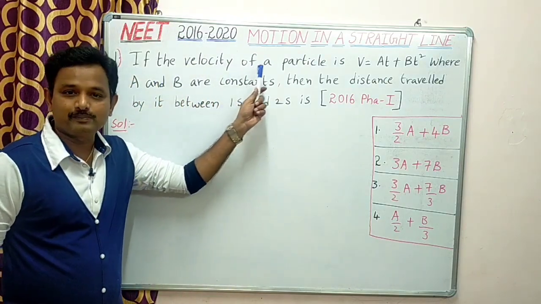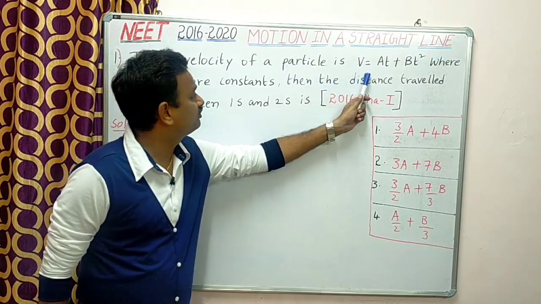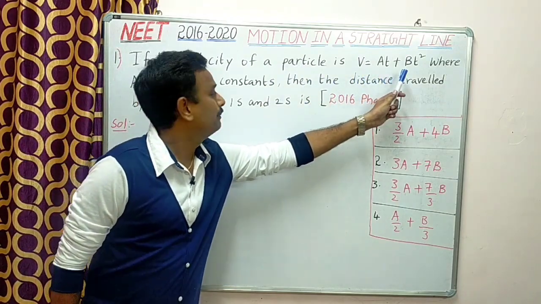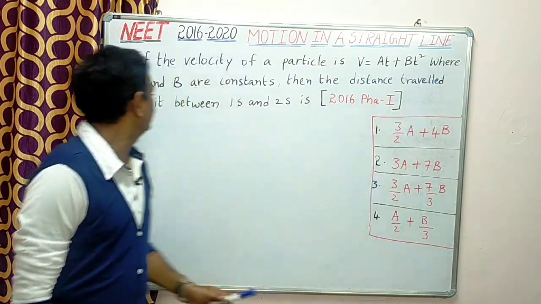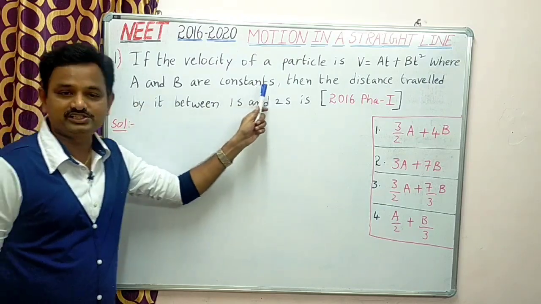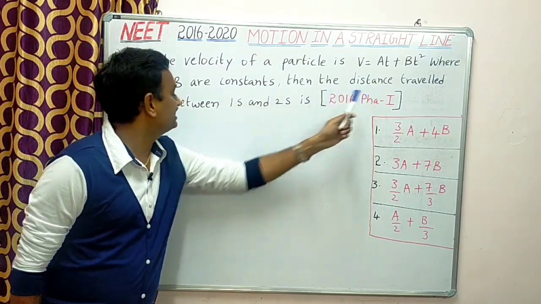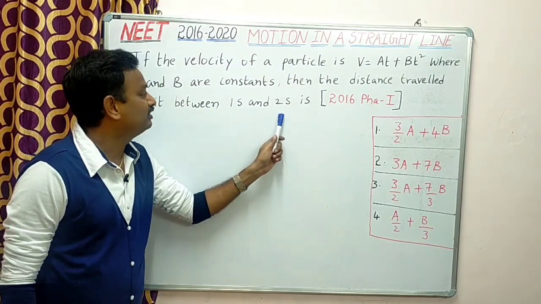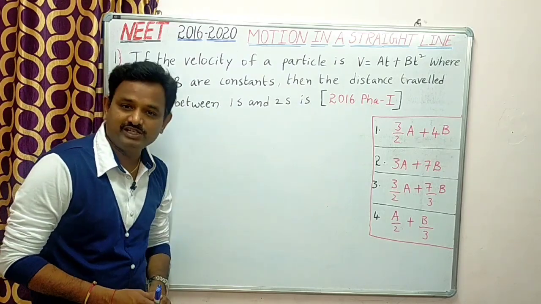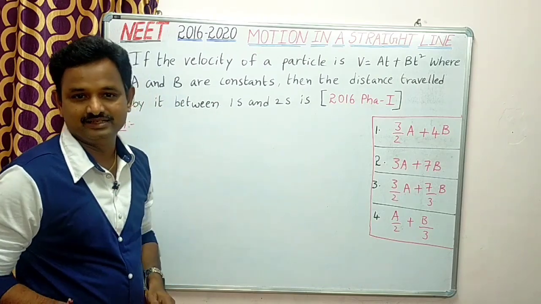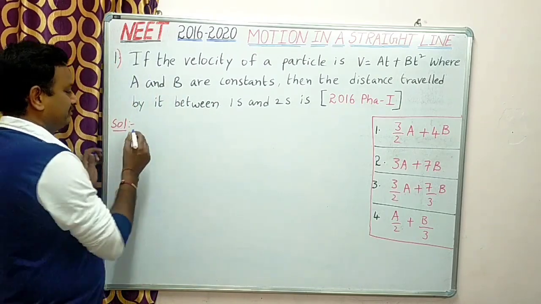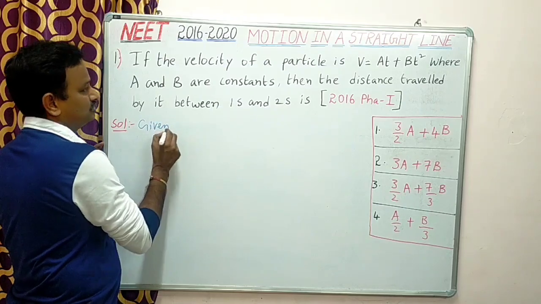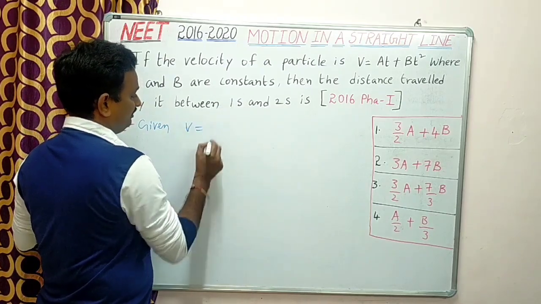If the velocity of a particle is v equal to at plus bt square, where a and b are constants, then the distance travelled by it between 1 second and 2 seconds is. So we need to calculate distance here. Look at here, given v.